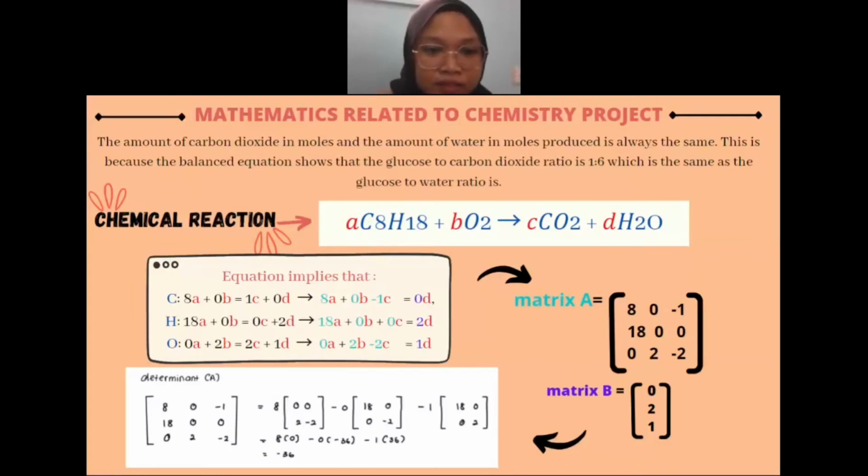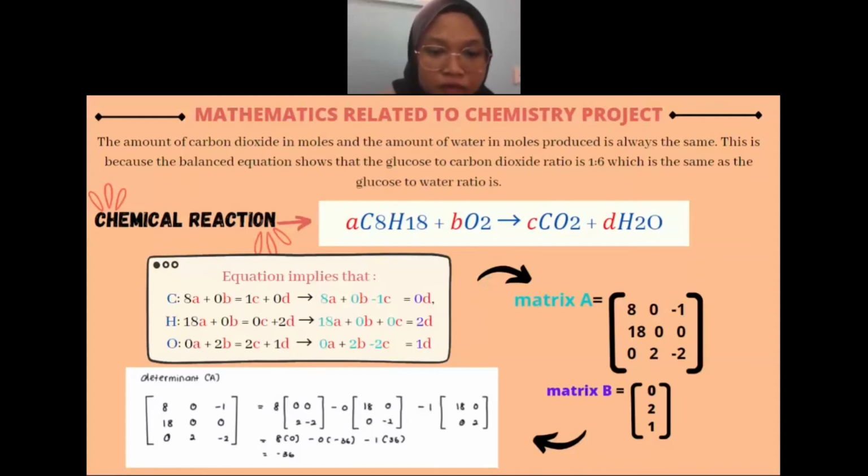So first we have the equation, which implies that for C, it is 8A plus 0B equal to 1C plus 0D. For H, we have 18A plus 0B equal to 0C plus 2D. And for O, we have 0A plus 2B equal to 2C plus 1D. Then we rearrange the equations into the green and purple equations. Next, we can get matrix A from the A, B, C equations and matrix B from the D equation.